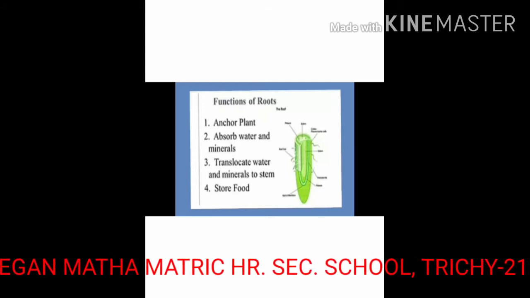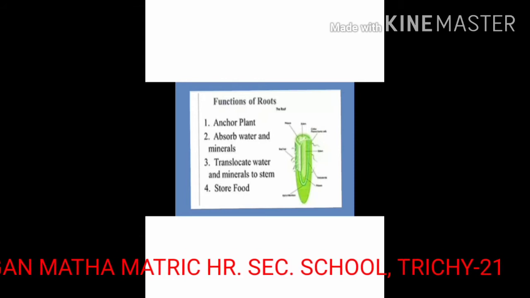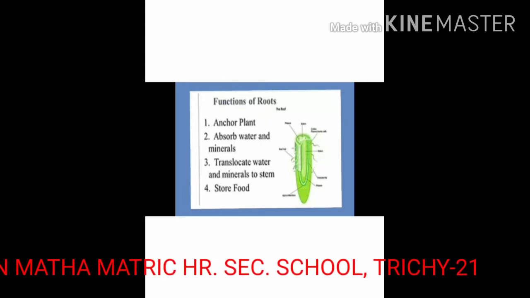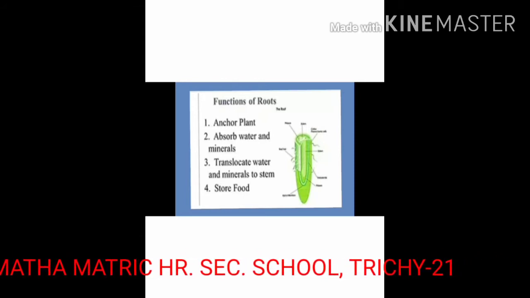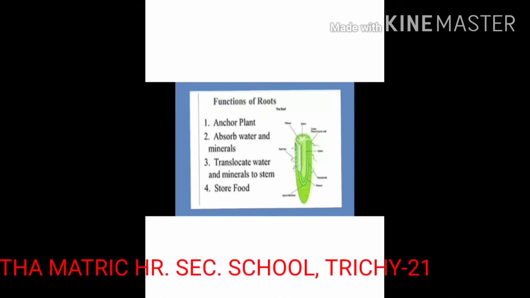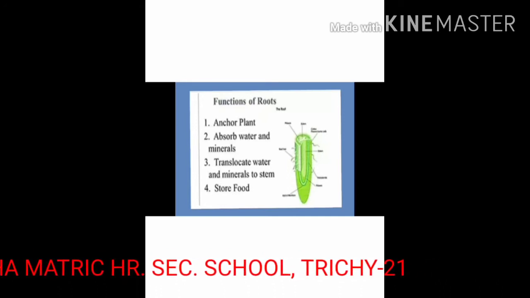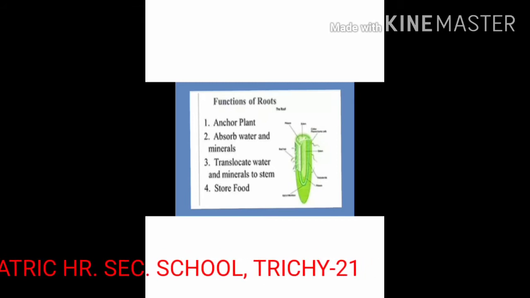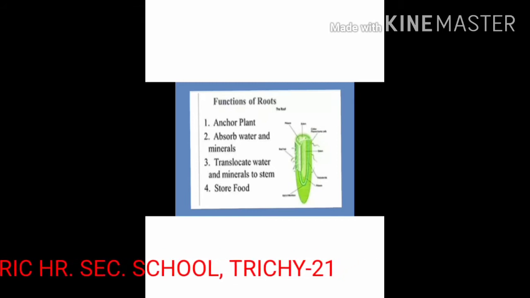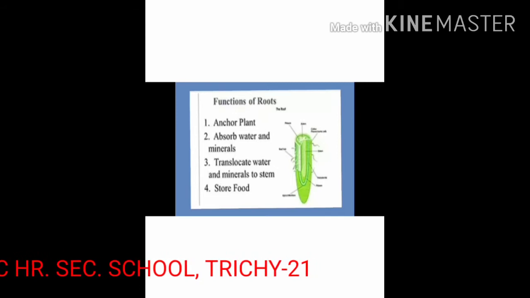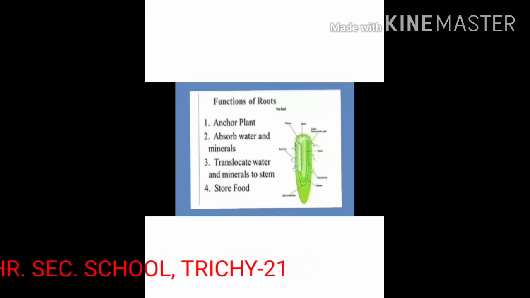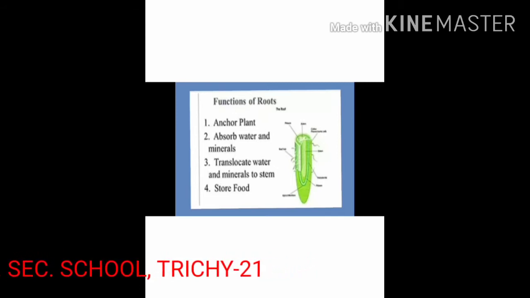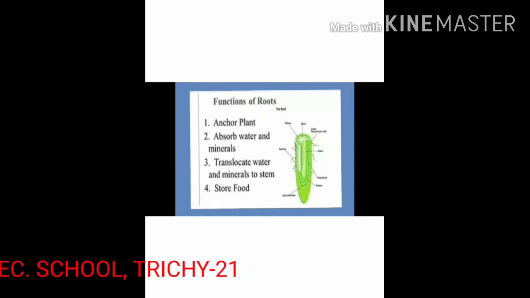Let us recall the functions of the root. The first one, it fixes the plant to the soil. The second one, it absorbs minerals and water from the soil. The third one, some roots like radish, turnip, etc. store food for the plants. The fourth one, roots also bind the soil particles together.